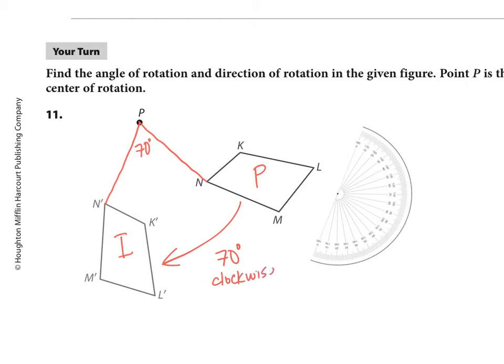And based on what we went over in the last page, we could go this other way, counterclockwise. But I would have to subtract 70 from 360. So that happens to be 290 degrees. So it's okay if you put either answer or both answers. They both work.